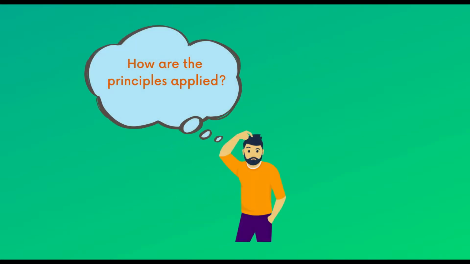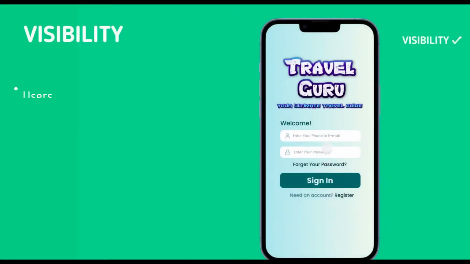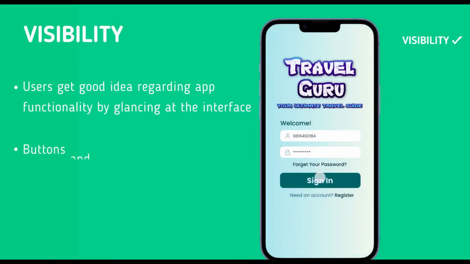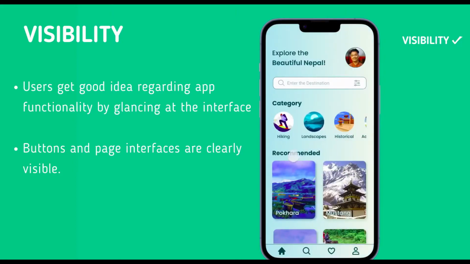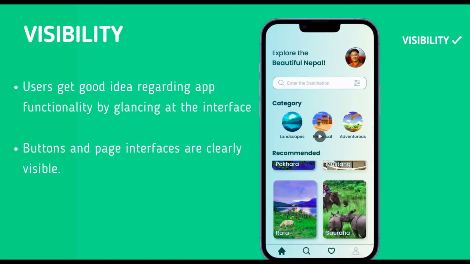But how are the principles applied? For visibility, users get good idea regarding app functionality by glancing at the interface. The buttons and page interface are clearly visible. The options are not cluttered and only the required options are used.